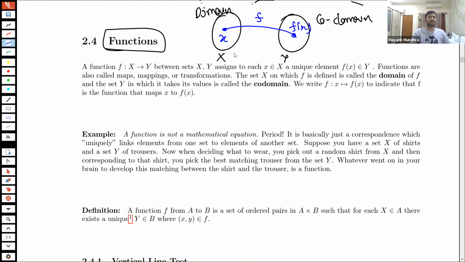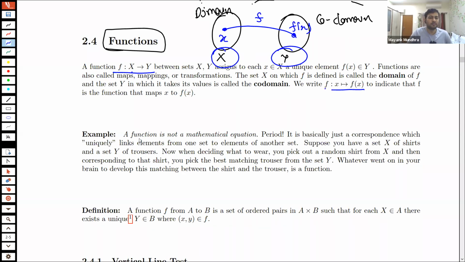Okay, so the starting point of any function is called the domain. The end point is called a codomain. The function is represented as f: x to f of x. So this is one way to write it. Another way to write it is function f defined from set x to set y.